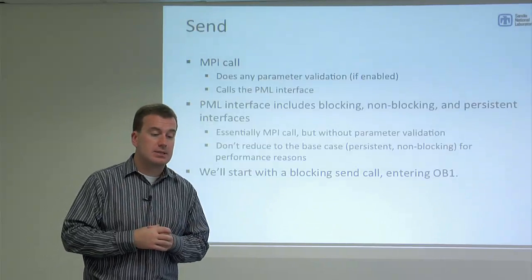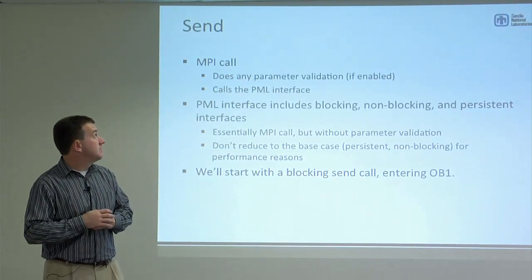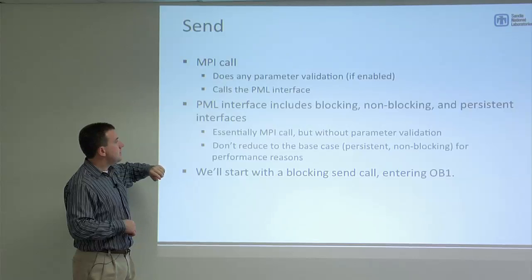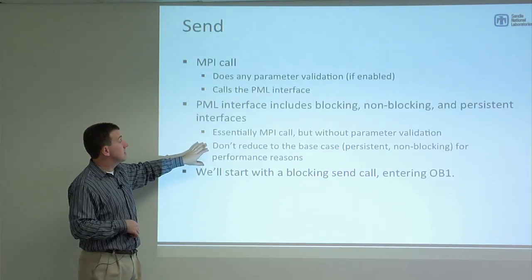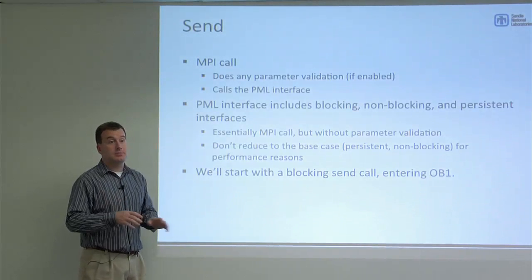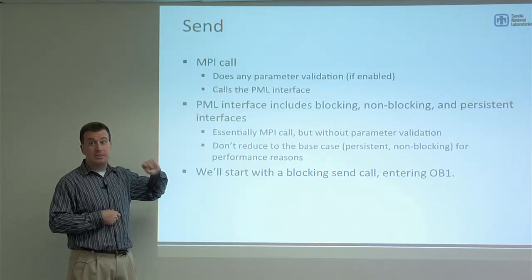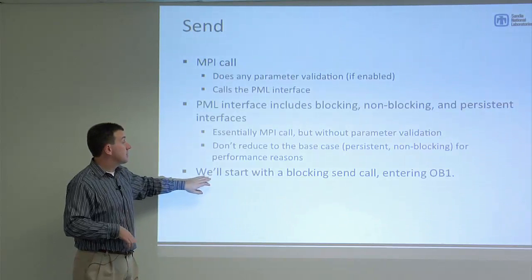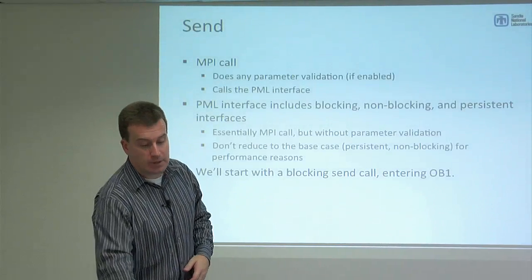So send. We want to call MPI send. We start with the MPI call. We did parameter validation. We ignore that. We then call into the PML. The PML basically doesn't do parameter validation because it's already been done. In the PML interface, we don't reduce it to the base case of a non-blocking send for performance reasons, none of which have anything to do with the OB1 PML. This has to do with the other case, the CM. And we'll start with a blocking send call entering OB1.